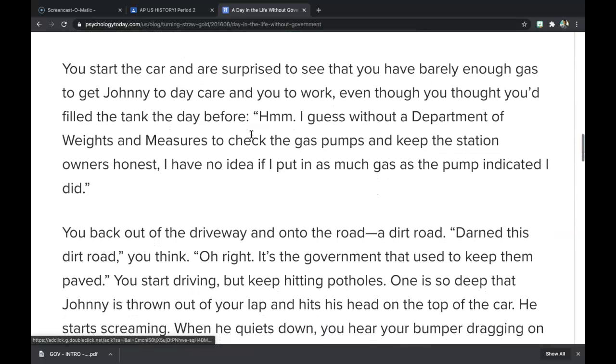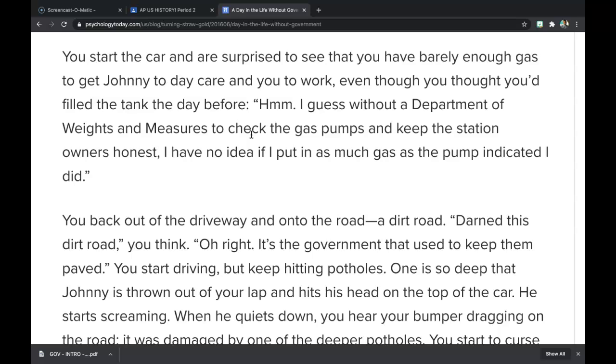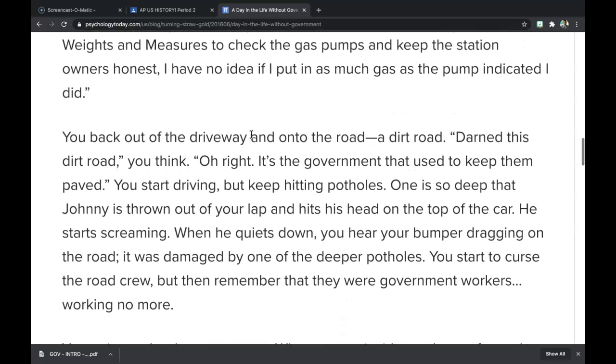You start the car, and are surprised to see that you have barely enough gas to get Johnny to daycare and you to work. Even though you thought you'd fill the tank the day before, I guess without departments of weights and measures to check the gas pumps and keep the station owners honest, I have no idea if I put in as much gas as the pump indicated I did.